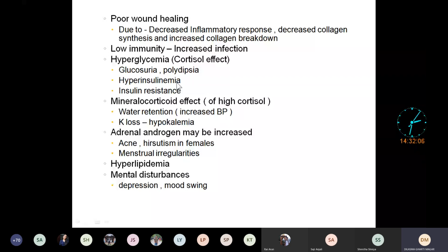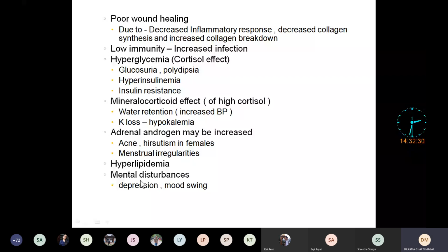And the mineralocorticoid effect will also be there. Because of the sodium and water retention, blood pressure will be increased, potassium loss, hypokalemia will be there. And then adrenal androgen may also be increased, so it will show acne, hirsutism, hairy in case of the females, menstrual irregularities, hyperlipidemia, menstrual disturbances, depression, and then the mood swing.